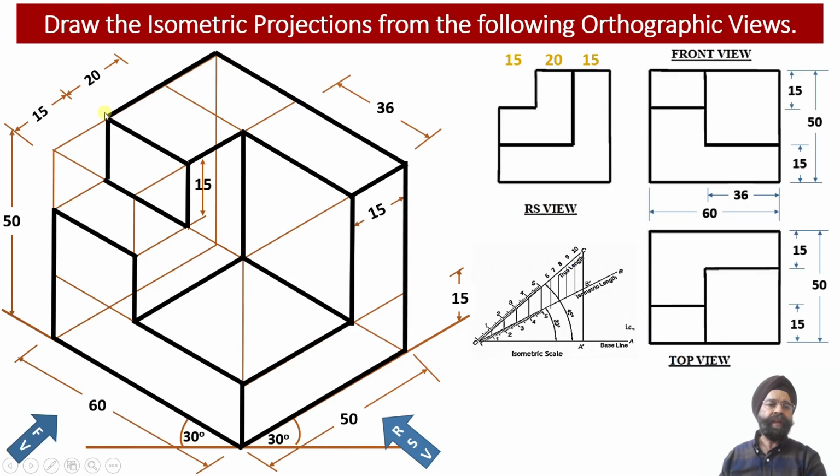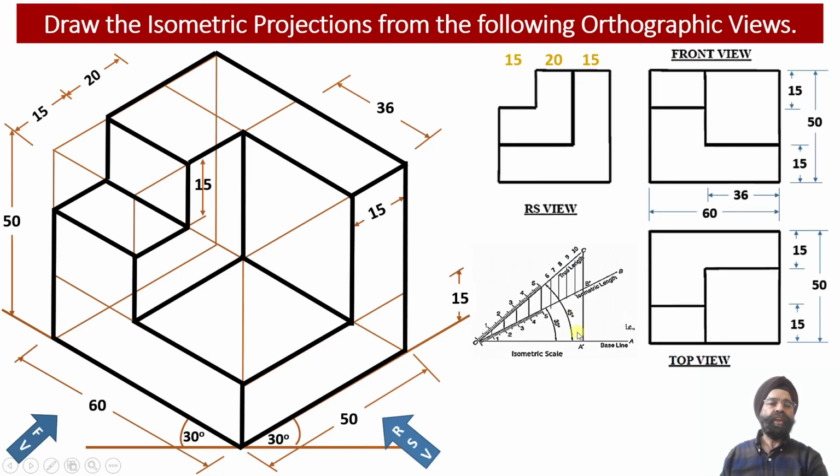Now we can see the width of the step happens to be 24 millimeter, and the height of the step happens to be 15 millimeter. And from the top view we can check once again, this width of the step happens to be 15 millimeter, while the length of the step at the base happens to be equal to 24 millimeter. So this is 24 millimeter, this is 15 millimeter.